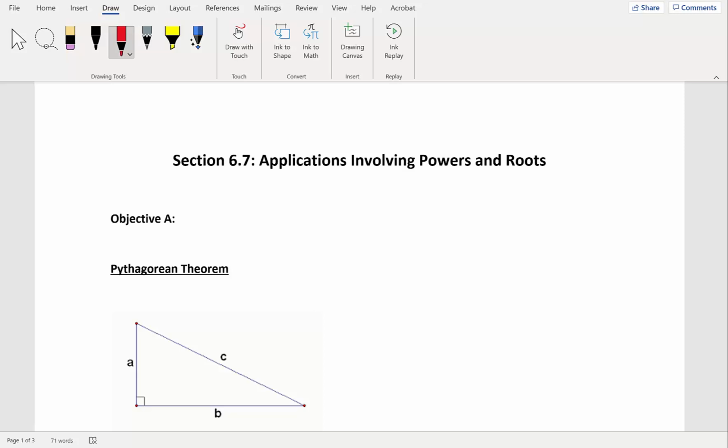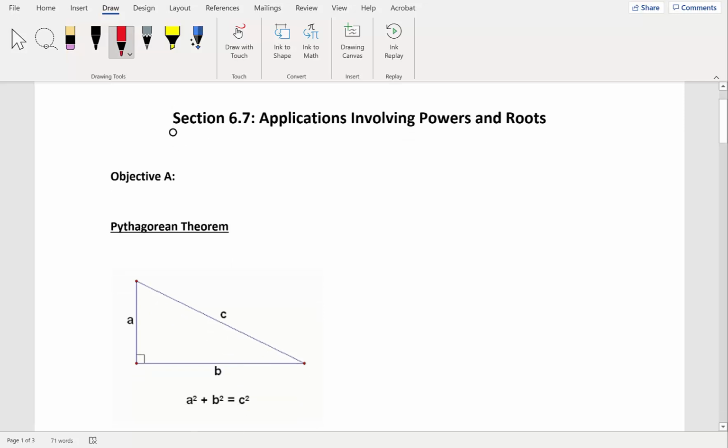In this video, we'll take a look at section 6.7, which is applications involving powers and roots. Our first objective here is to take a look at the Pythagorean theorem. The Pythagorean theorem works for right triangles only. A right triangle is a triangle that has a 90-degree angle. More specifically, that box indicates that that angle is 90 degrees.